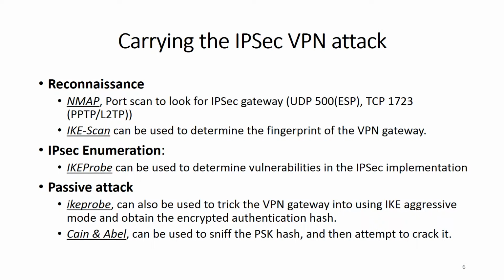There's IKE Probe, and that one will tell you if there are any vulnerabilities in the specific IPsec running, because IKE has different versions. IKE has version 1 and version 2, and each one has its own vulnerabilities. And there's a little Windows tool here, very useful for that. And then you can initiate a passive attack, also using IKE Probe. It sometimes will be able to sit in between, kind of a man-in-the-middle attack between the 2 gateways, and be able to sniff the traffic.